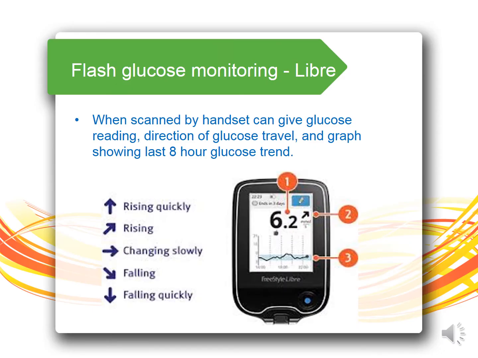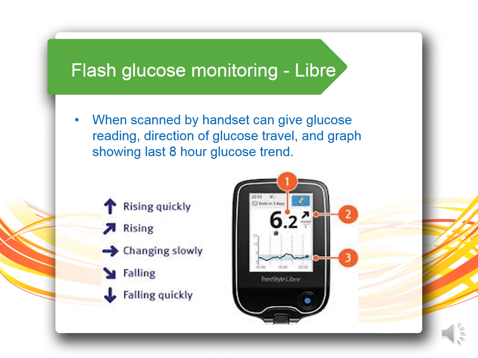So this is what the reader will look like once you've done a scan from the sensor. You have a number there, which is the reading from the interstitial fluid, which we've just talked about. You will have a graph at the bottom, which is showing you the last 8 to 12 hours of glucose readings. And you will also have an arrow. Now the arrow is extremely useful because it's telling you where the glucose is travelling in the next 10 to 15 minutes, and it's quite self-explanatory.